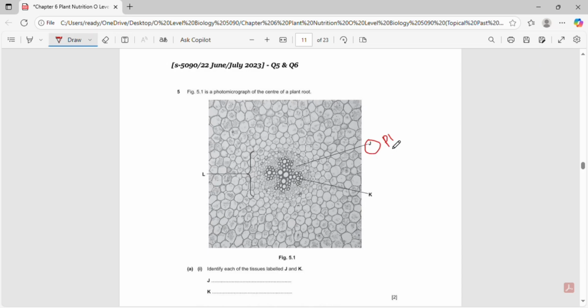This part labeled J is phloem, and it's found on the outer side. Then we have K, which is xylem and it is positioned more toward the inner side. And L, this is actually the vascular bundle. That means it is made up of both the xylem and the phloem together. So let's go ahead now.